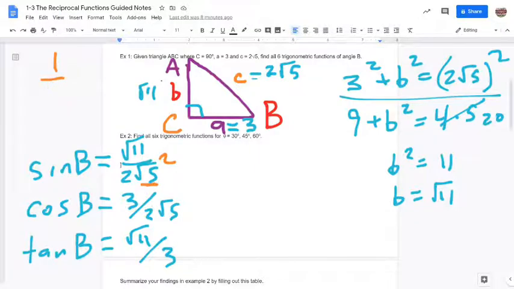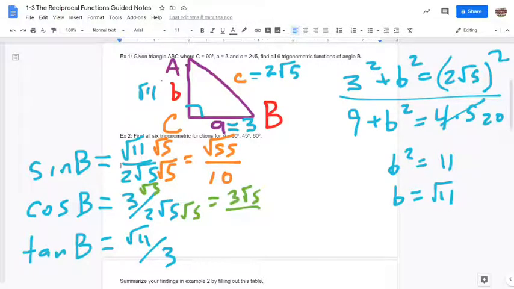So, to get rid of this radical 5 in the denominator, I'm going to multiply the top and the bottom by root 5. So I get root 55 over 2 times 5, so it's 10. Okay, I could do the same thing down here. I'm going to change the color so it stays different from the previous example. So I'll multiply the top and the bottom here by root 5, and I get 3 root 5 over 10. Alright, and then that would be tangent.